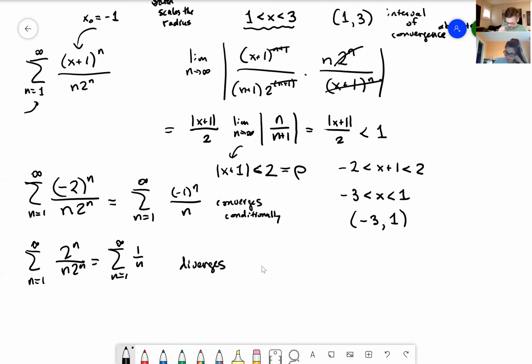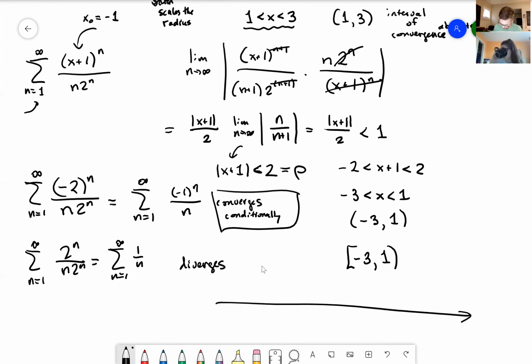So if we want to write the interval of convergence, we need to include the fact that it converges conditionally when x is -3. So the proper way to write this would be to include -3, but not include 1. And so that gives us our interval of convergence. Now we call it the interval of convergence because if we look on the real line, maybe zero is right here, it converges from here to here.